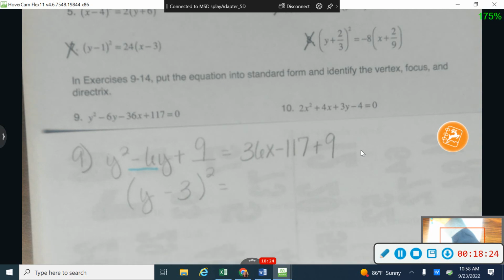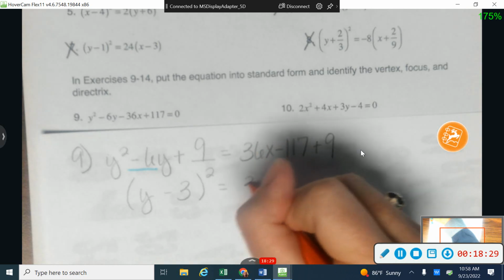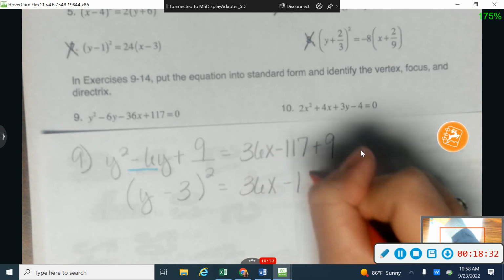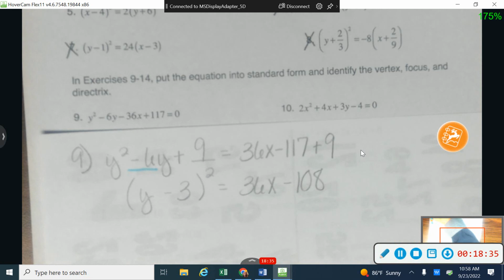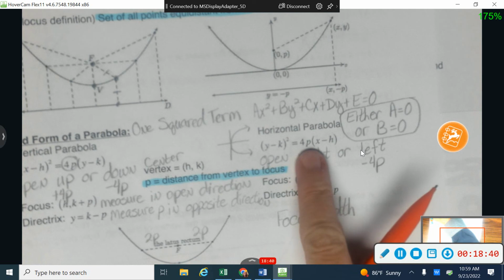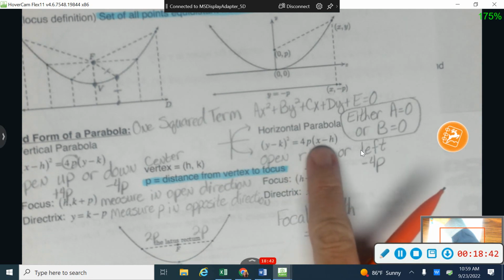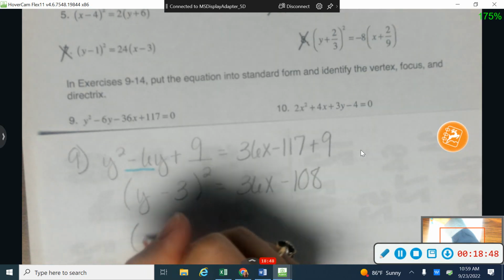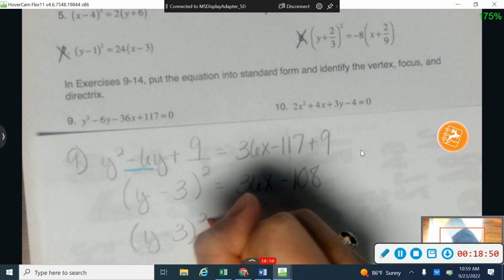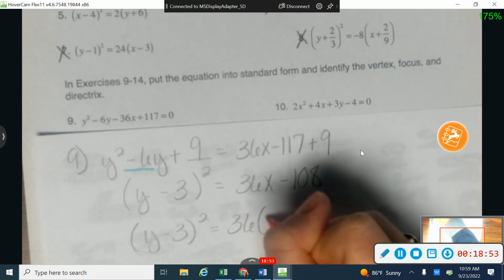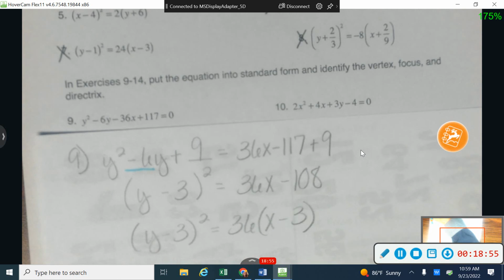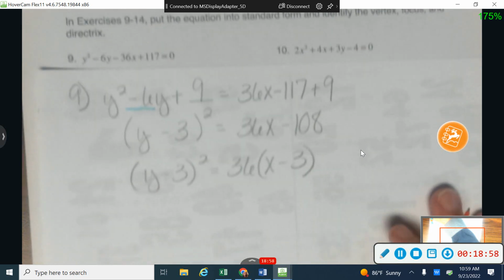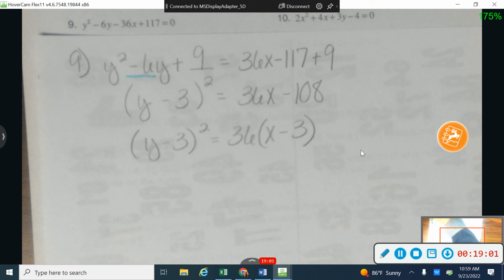If you've taken something out like a common factor, be sure to multiply that back in. All right, that's going to give me 36x minus 108. Now, if you will notice on your formula, on both formulas, I have my 4p value taken out like a common factor. So I'm going to go ahead and do that now. I'm going to take my 36 out like it's a common factor. And 108 divided by 36 gives me 3. Okay, that right there is your standard form.